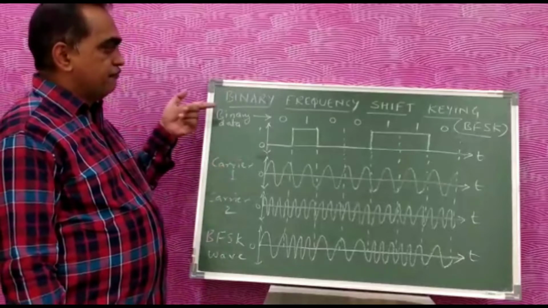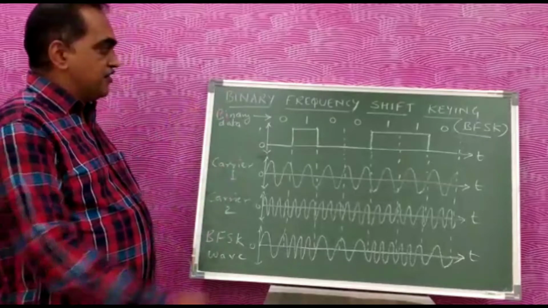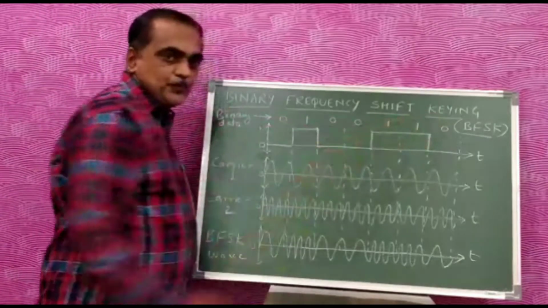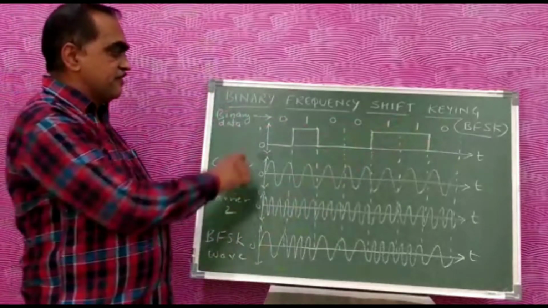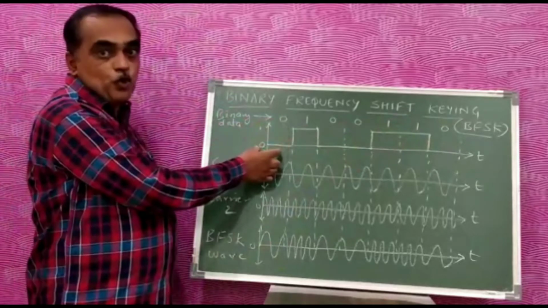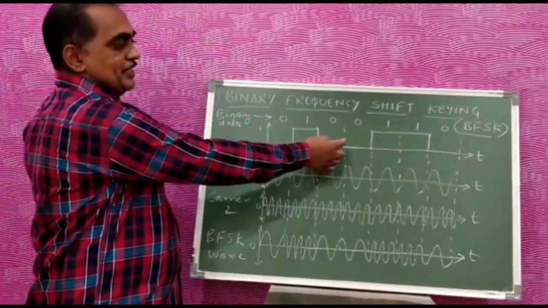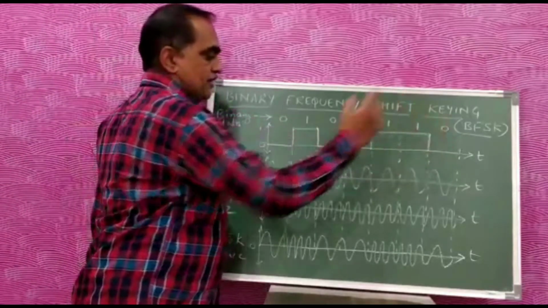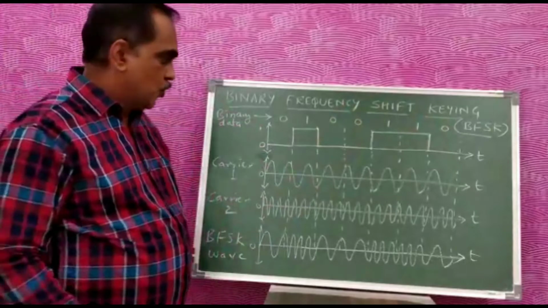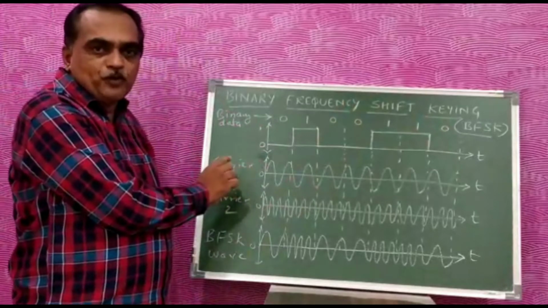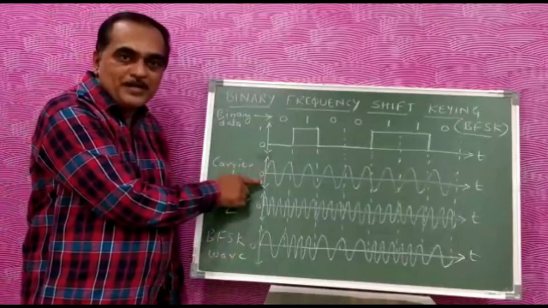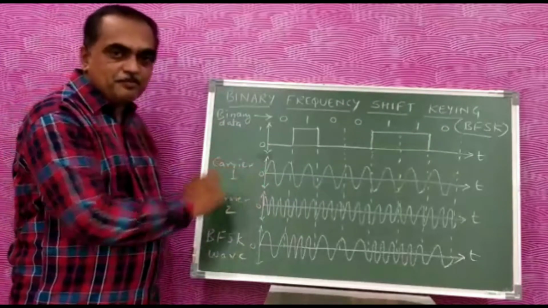So here first I have taken a data. The data is 0, 1, 0, 0, 1, 1, 0. Now that data is represented as an electrical waveform in this way: 0 is no pulse, 1 is pulse, 0 no pulse, no pulse, pulse, pulse, no pulse. And then we are going to take two carriers. One is of a little low frequency and one is of a little high frequency. So this is carrier number 1 and this is carrier number 2.